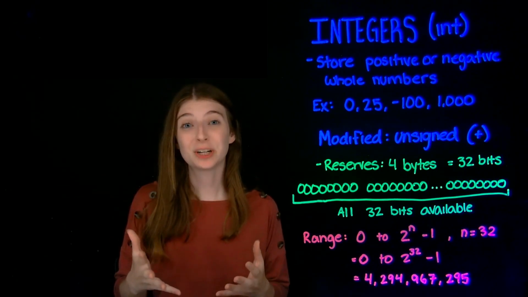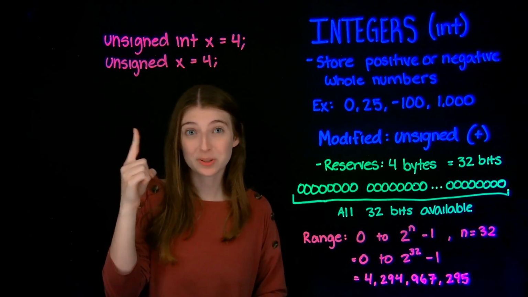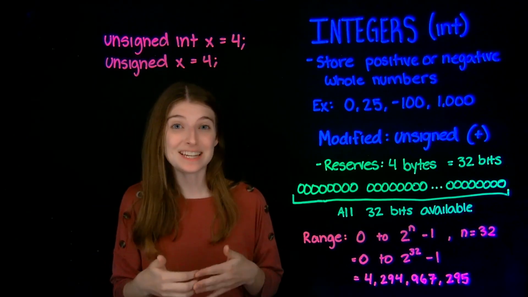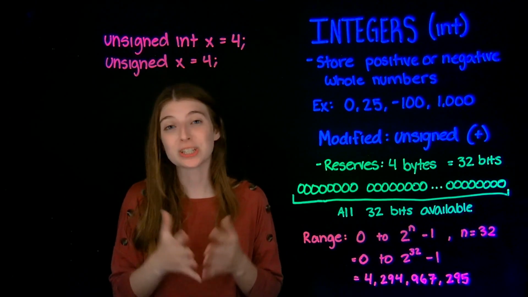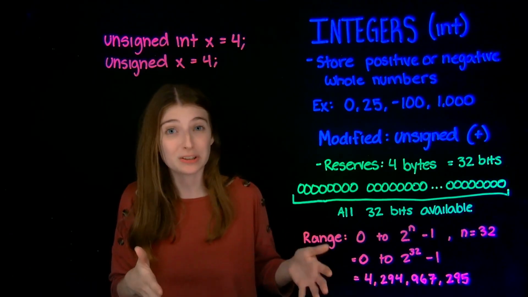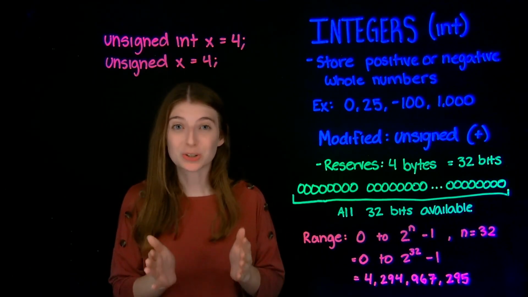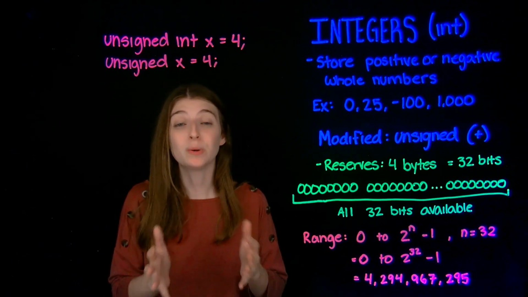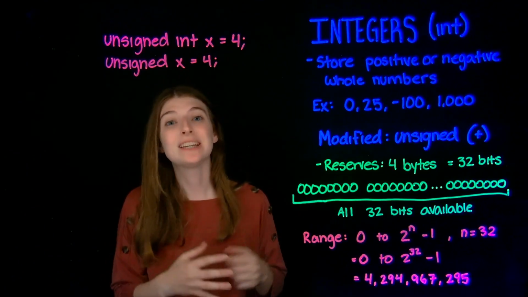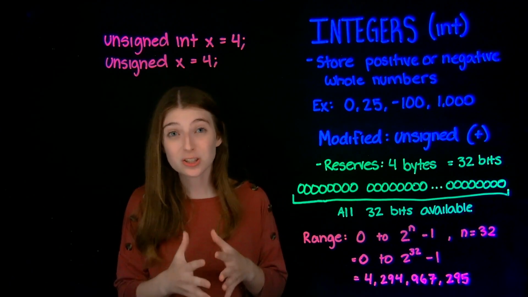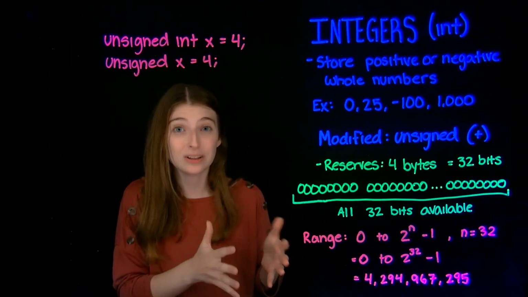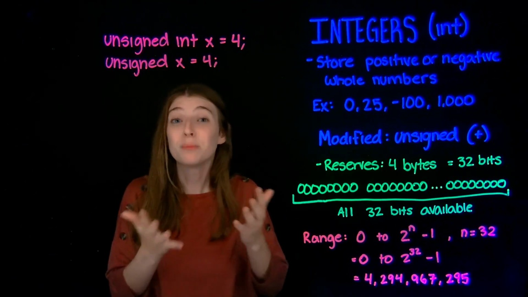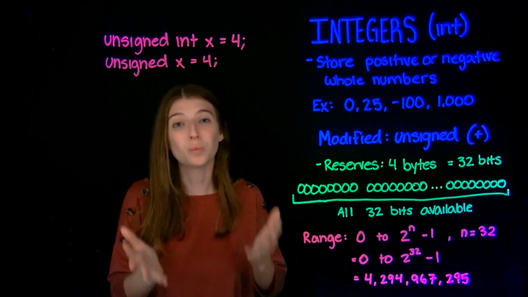So an unsigned variable would look like one of these two examples. You can either write unsigned int variable equals value or just unsigned variable equals value. By default, if you just write unsigned, the computer will know it's for an integer, but as you'll see in the next couple of data types, we can also use unsigned with those as well. So my recommendation is that you put the int just to specify what you're using.